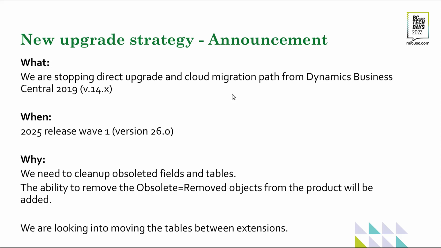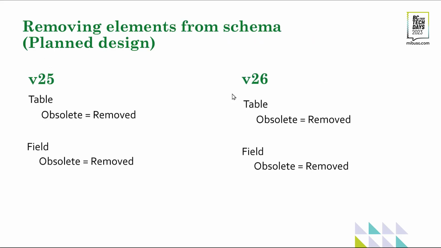The second effort, which is being affected by this, is that we are looking into moving the tables between the extensions. So you will be able to push the table up and down the dependency chain. And both of these changes are actually quite breaking for both upgrade and cloud migration. We have received the request from the partners to ship the ability to remove the obsolete objects earlier, before version 26, and we are looking into this. We have not started the implementation of this feature yet.